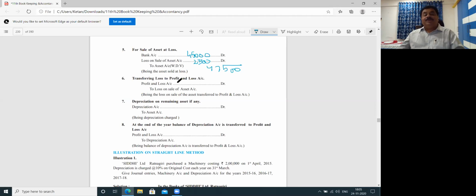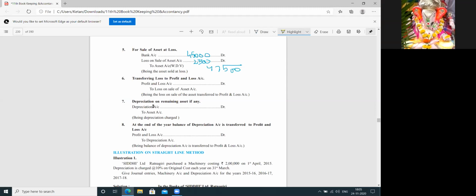Now transferring the loss to profit and loss account, the entry to be taken: profit and loss account debit to loss on sale of the asset. Then depreciation on the remaining asset.